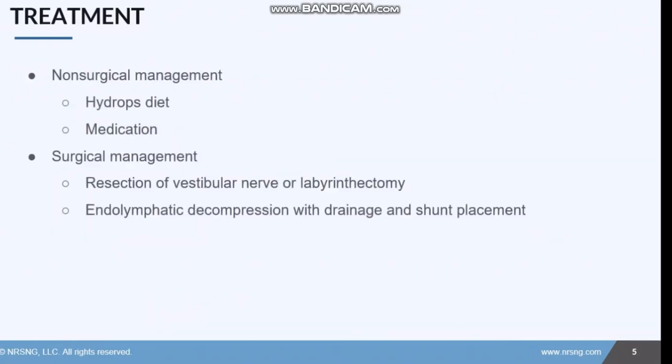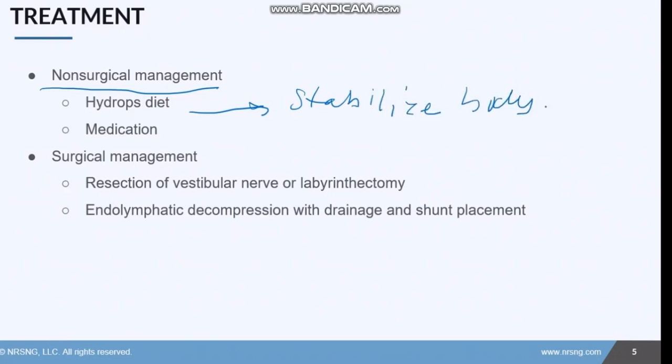Okay, guys, treatment starts with non-surgical management. Just like a lot of other disease processes, we want to start as least invasive as possible. With non-surgical management, a patient could try the high drops diet. This diet helps stabilize the body fluid levels to prevent excess endolymph accumulation.